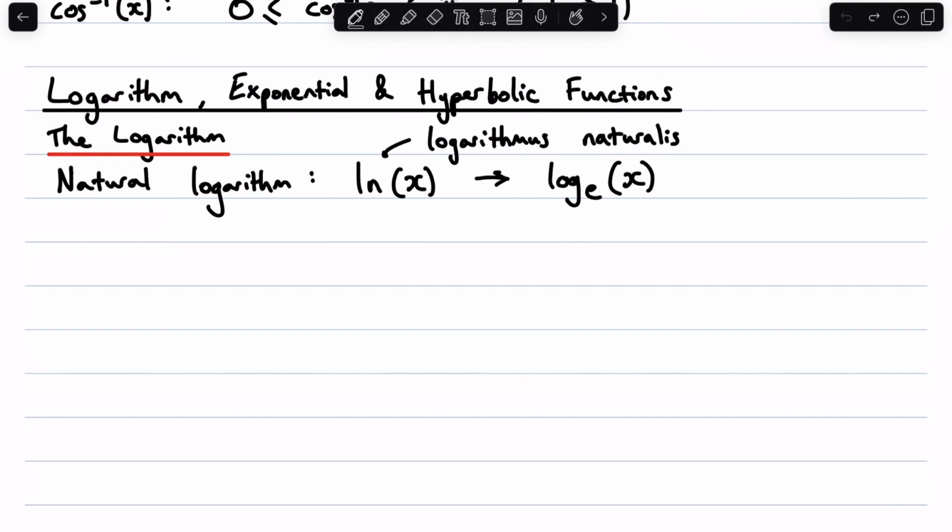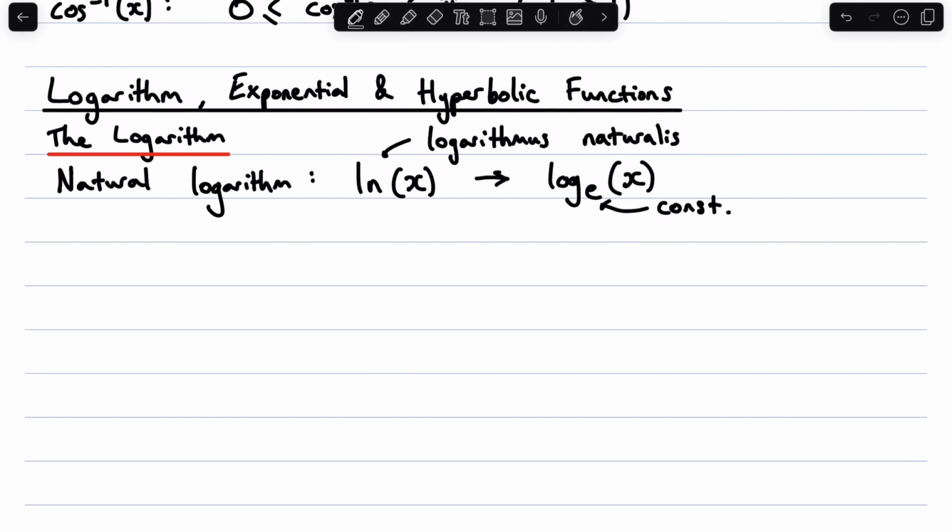We'll start with the logarithm or natural logarithm here, which is represented by ln of x or ln x. The reason it's ln of x is because of the Latin logarithmus naturalis, which is the natural logarithm. And this is basically the logarithm of x base e, where e is a constant used throughout physics and it will be very important. We'll see it more with the exponentials and you'll see it going forward a lot.